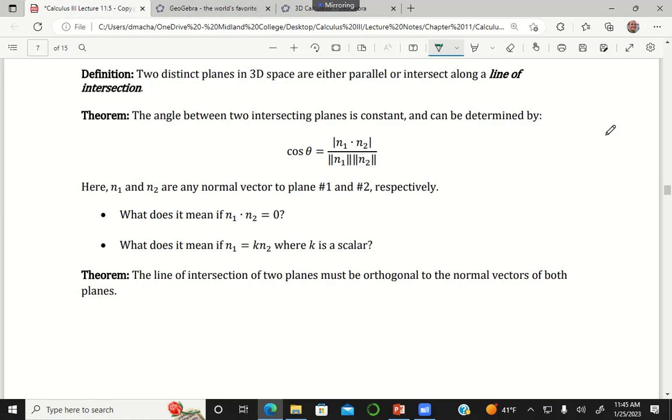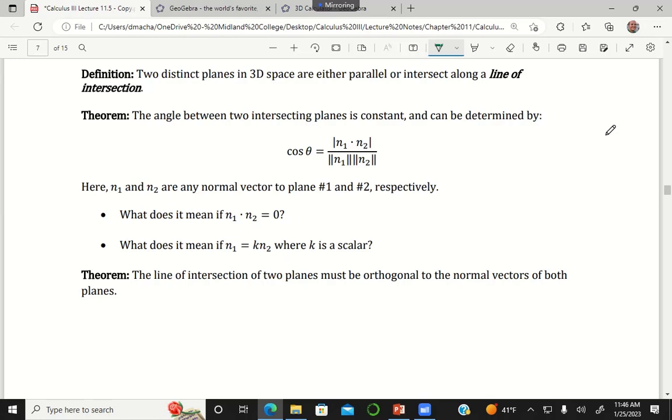Along that line of intersection, the angle at which those two planes are going to intersect is going to be constant. And you can determine that angle between the planes just like you would if you take the normal vectors of the planes and you just calculate the angle between the normal vectors. So like right here, n1 and n2 are the normal vectors of plane number 1 and plane number 2. And you should already recognize that formula from just the angle between the vectors formula.